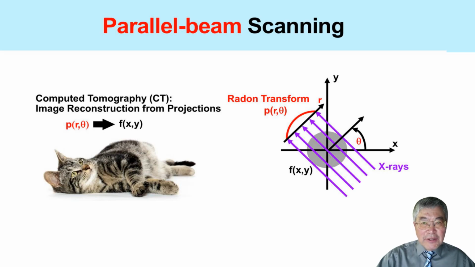So this slide shows the basic parallel beam model. We have the object represented by f of x and y. We send parallel X-rays through the object. Then the detector measures the projection data P of r and theta. From this projection data, we want to reconstruct the original image. This is the simplest CT geometry. Once we understand this case, we can move on to more advanced geometries, such as fan beam CT and cone beam CT.